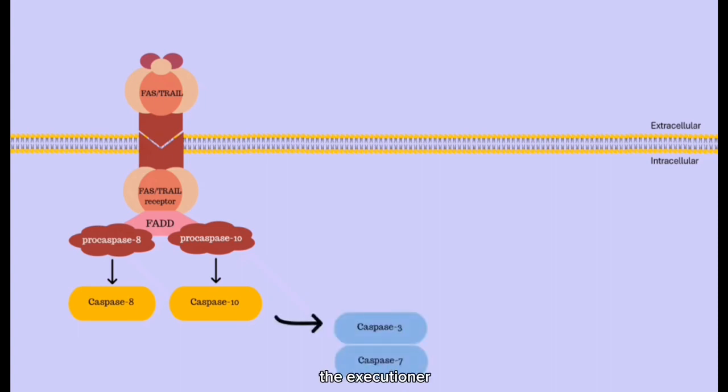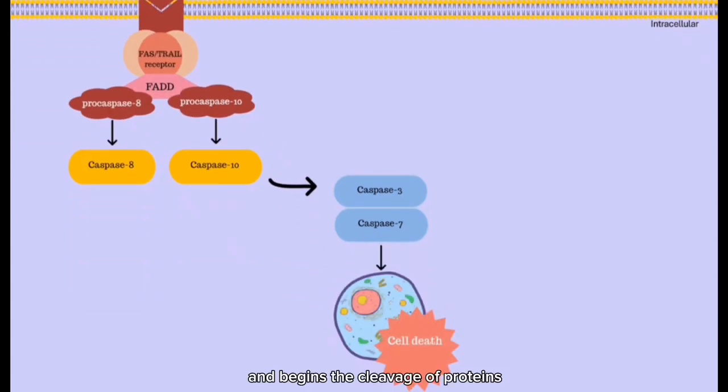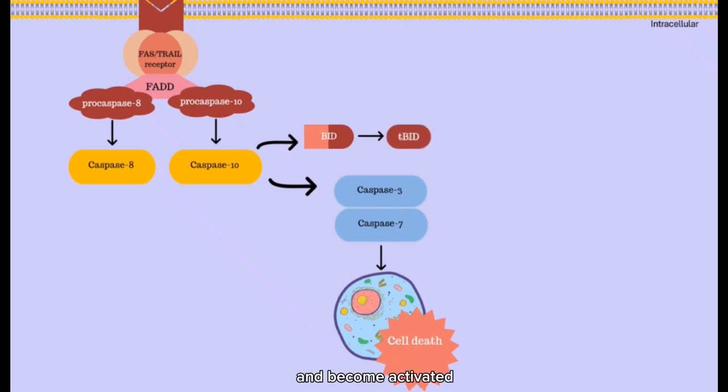Then it activates the executioner caspase 3 and caspase 7, and begins the cleavage of proteins and the cytoskeleton, leading to cell death. In other pathways, from procaspase 8, the activated caspases cleave off other inactive molecules known as BID, BH3 interacting domain death antagonist, to convert into tBID and become activated. tBID is then transported to the mitochondria and stimulates the activation of BAX and BAK molecules, entering the intrinsic pathway.